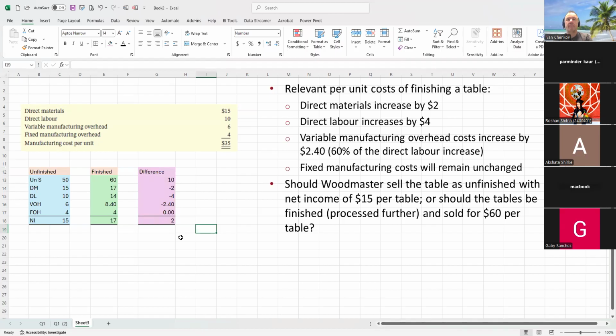Professor, it should be 2 or -2. In terms of direct material and direct labor it is -4. So should it be positive or negative? No, now we're chasing the differences. Make sense? So the difference in the sales price, I'm getting $10 more. But on the direct material, I have to pay $2 more. On the direct labor, I have to pay $4 more. On the variable overhead, I have to pay $2.40 more.